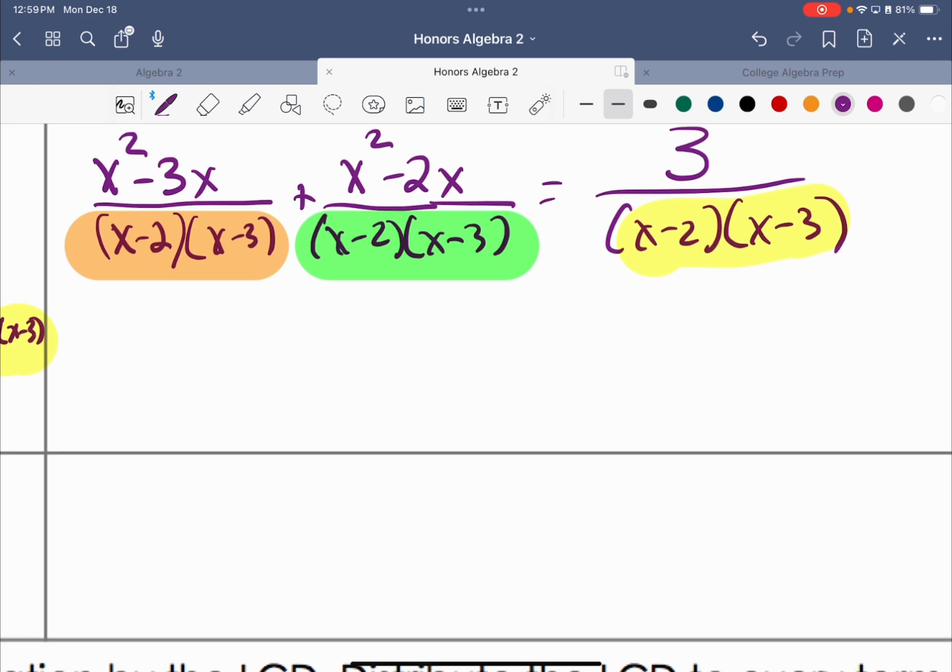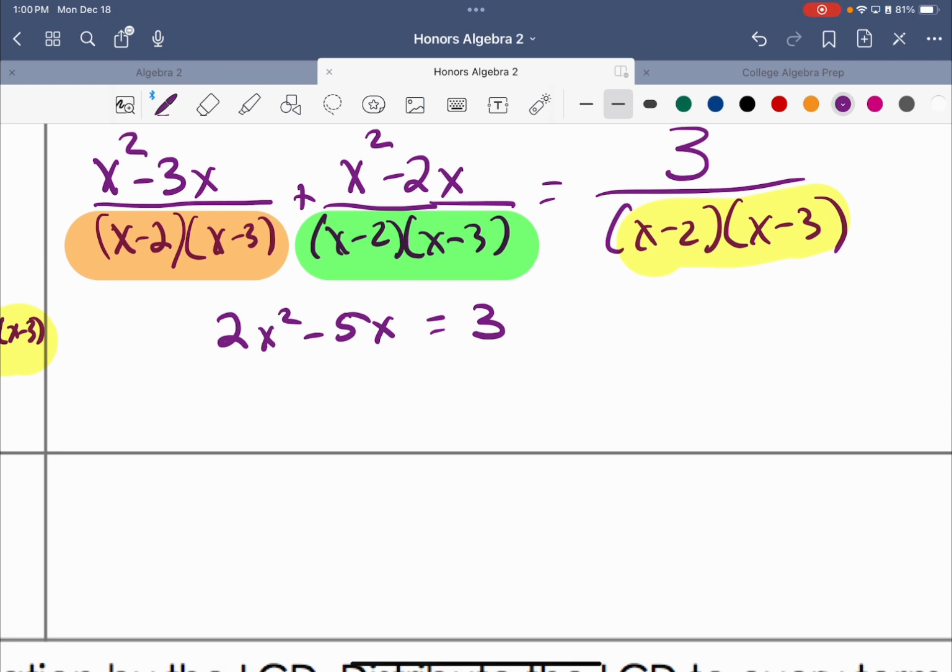So we can just look at this now. Perform the operation. We've got x squared plus x squared. So it's 2x squared. We've got negative 3x plus negative 2x. That's negative 5x. Equals 3. So far, so good?